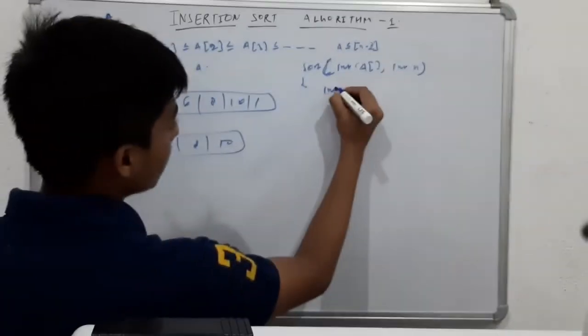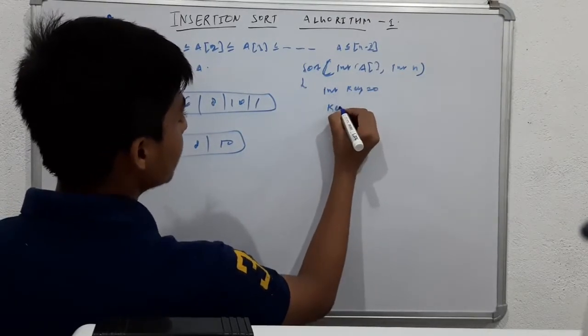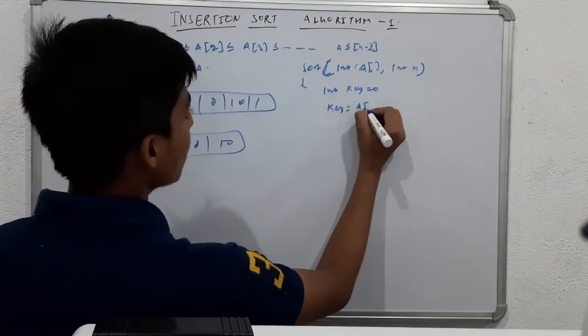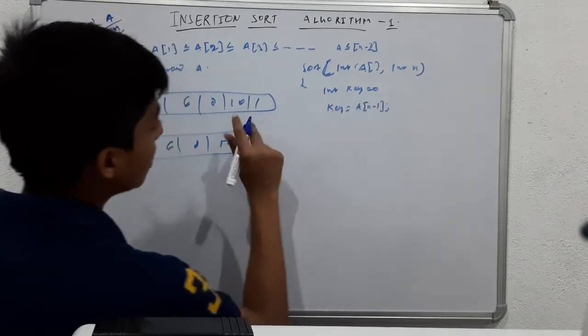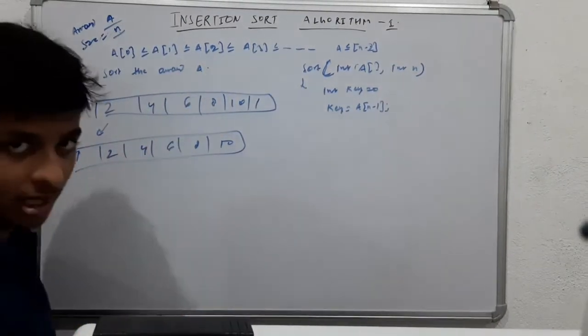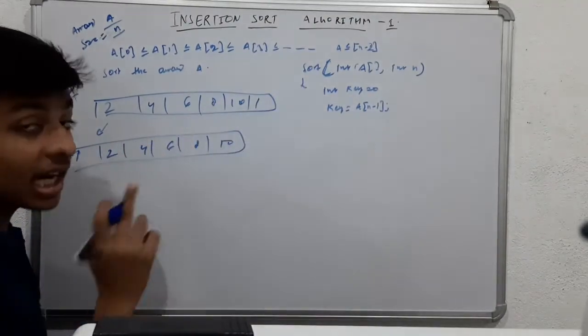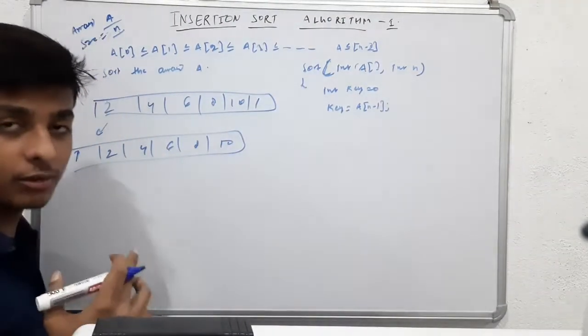Now I will first declare one variable, int key equals 0, and inside the key I will store my last element, because only due to the last element the whole array is becoming unsorted. From 0 to n minus 2, that means n minus 1 elements are already sorted. So you just have to place it in the correct position. That's what we have discussed right now.